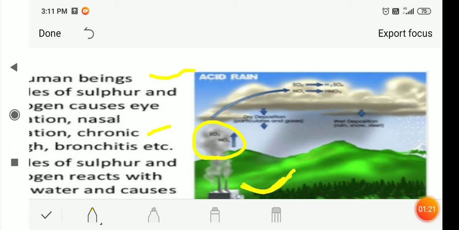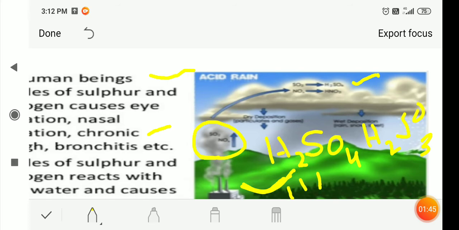So when these sulfur oxides and nitrogen oxides react with water, they turn into acid. Here sulfur oxides turn into sulfuric acid and sulfurous acid, H2SO4, H2SO3, and nitrogen oxides turn into nitric acid, HNO3. So these are the acids.